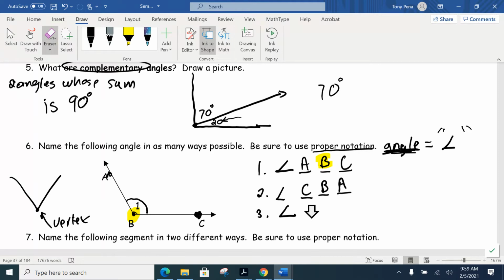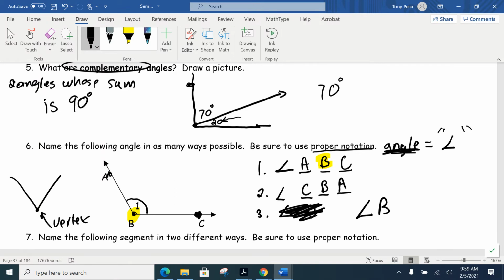I don't know where that came from, but yeah, I'm going to turn off my ink to shape, I think. I can't delete that. It won't let me get rid of it. Can I cross it out? It won't even let me cross it out. All right, that is called angle B. There we go. It was weird.